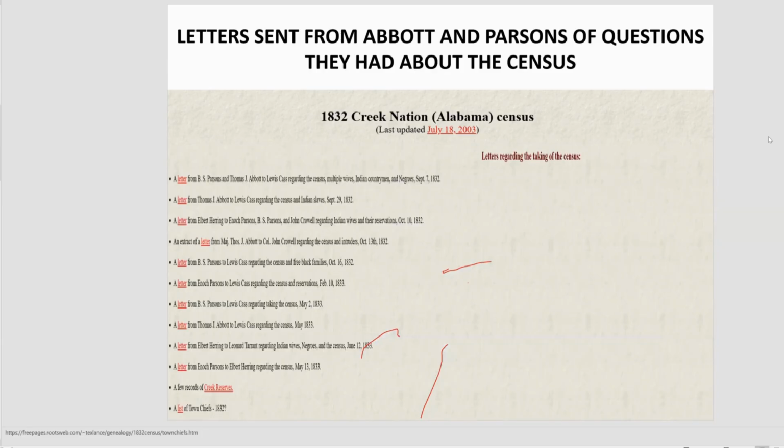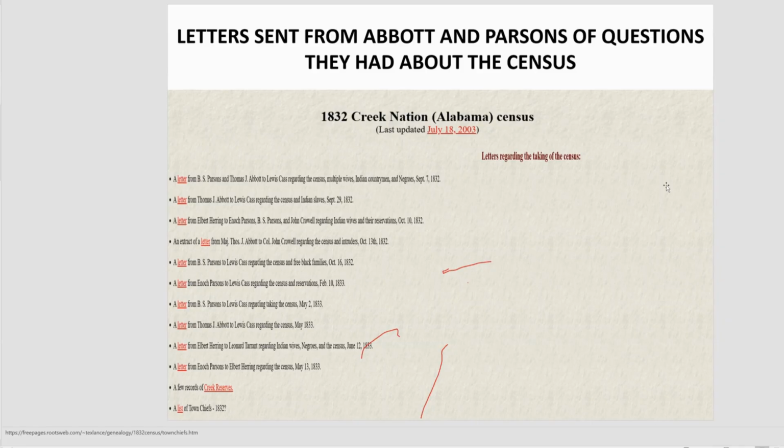At the very bottom of that page, this is called the letters. Abbott and Parsons were sending the government letters because they needed guidance on how to handle different things. The top one says he needed to understand regarding the census when they had multiple wives, Indian countrymen, and Negroes. So he sent a letter. If you click that link, it'll take you to what that letter would have said. So there were correspondences occurring. The second one says regarding the census and Indian slaves.